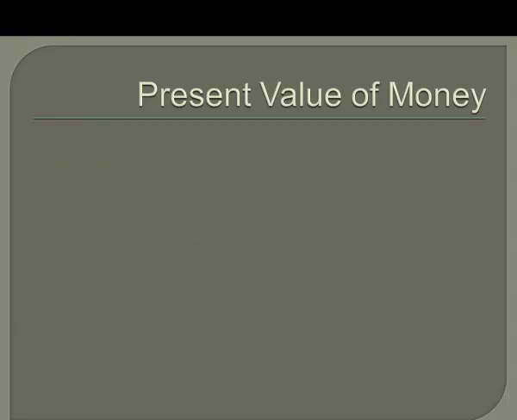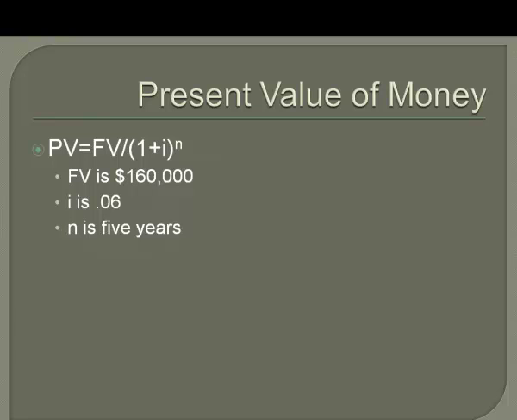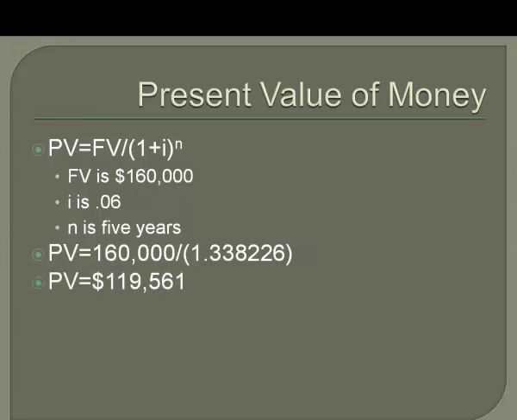Let's look at this formula. So let's say that we have a project that we are predicting will be worth $160,000 in 5 years. Assuming that the interest rate is 6%, our formula then would be 160,000 divided by 1.338226. When we complete the math, the present value of $160,000 5 years from now is $119,561.